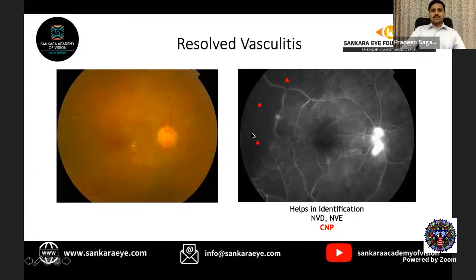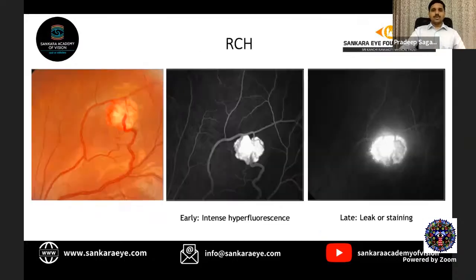Whereas in resolved vasculitis, the role of fluorescein angiogram is, here we can see that there is presence of extensive hypofluorescent areas due to non-perfusion, and it also helps in identification of neovascularization and helps in guiding the laser photocoagulation in patients with resolved vasculitis. Moving on to tumors.